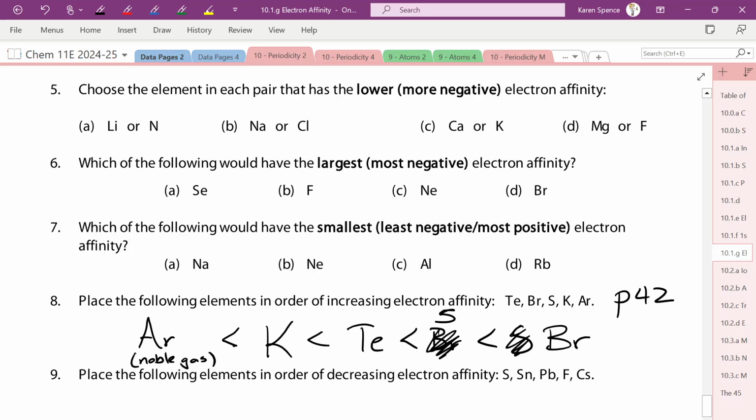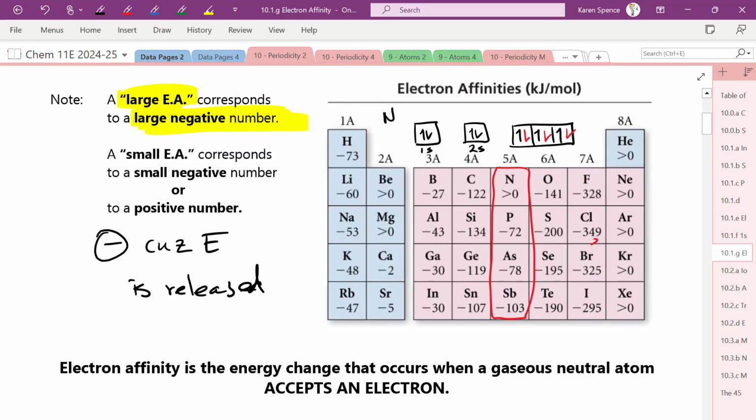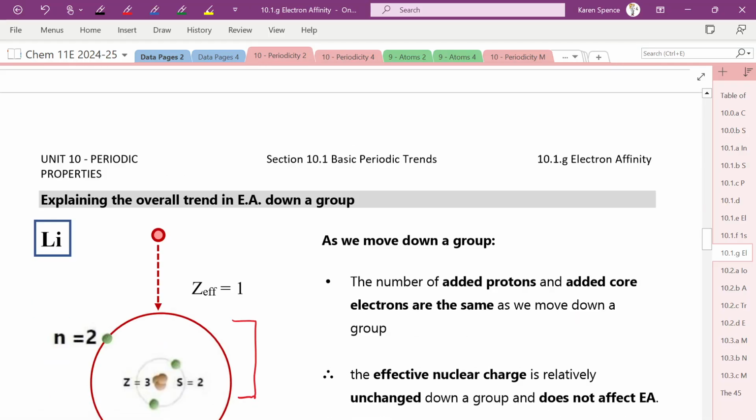Which would have the smallest electron affinity? It would be the noble gas, I would imagine. You said it was not a noble gas. Oh, that's interesting. Wait, did it say Rb? Yeah, it said Rb. I don't know why it said Rb. Well, let's just take a look. Yeah, no, it should be the noble gas. The answer key's wrong.